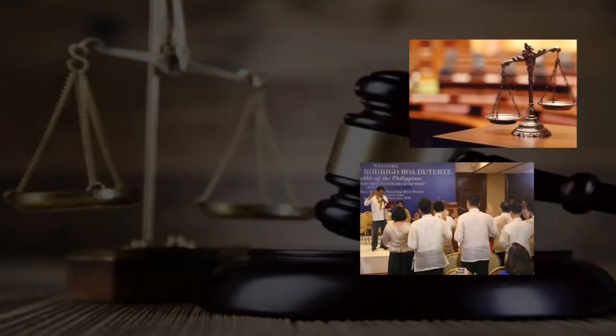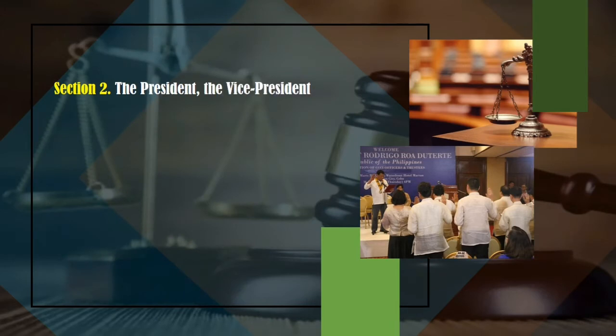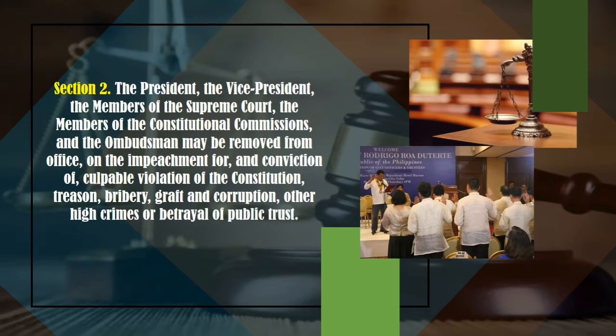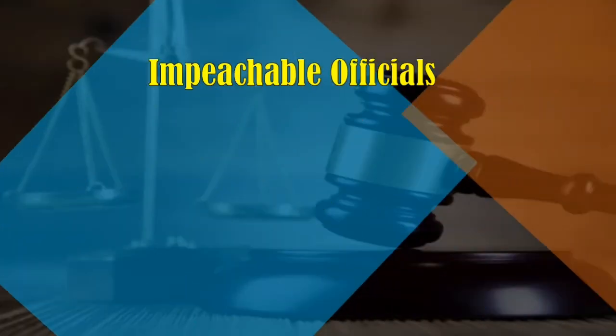Next class, section 2 of Article 11 provides that the President, the Vice President, the members of the Supreme Court, the members of the Constitutional Commissions, and the Ombudsman may be removed from office on the impeachment for and conviction of culpable violation of the Constitution, treason, bribery, graft and corruption, and other high crimes or betrayal of public trust. In this case class, all other public officers and employees may be removed from office as provided by law, not by impeachment. So who are impeachable officials?